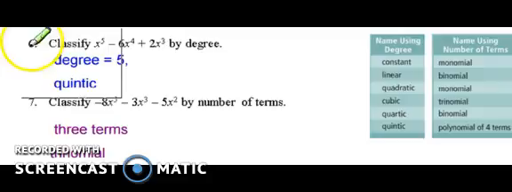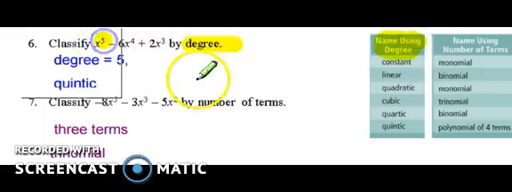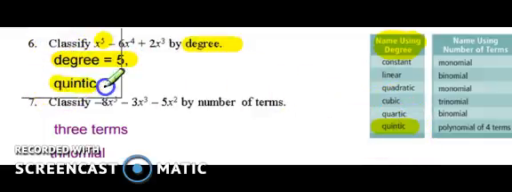In problem number 6, I'm going to classify this by the degree. So make sure you use the table that says degrees. I have a 5th degree. 5th degree is quintic. So that is a quintic polynomial.